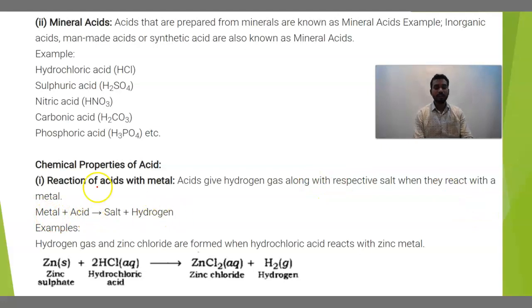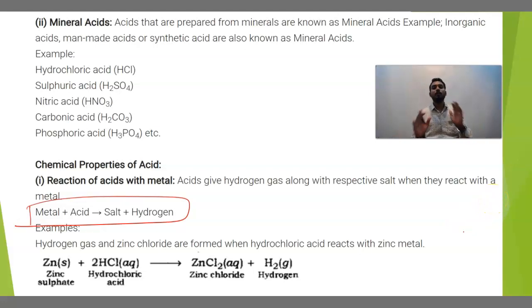So metal plus acid, this is the important reaction you should remember. Metal plus acid gives salt plus hydrogen gas. Example: zinc plus hydrochloric acid gives zinc chloride plus hydrogen. You should remember this. They may ask you a question like this: what happens? Whichever question you see here, please make a list in your notebook. What happens should be the common words for every question. What happens when zinc reacts with hydrochloric acid or HCl? That should be the question.